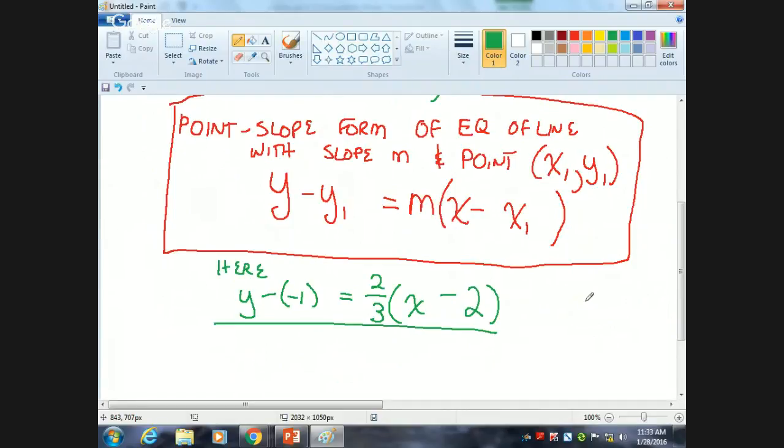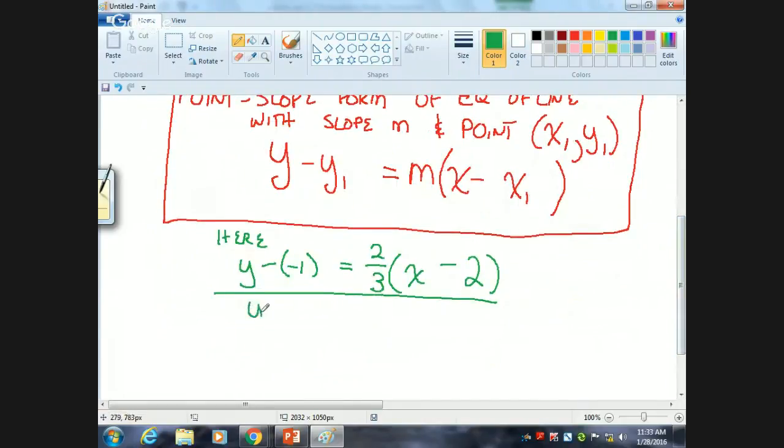Most common form is that slope-intercept form I mentioned earlier, where you have y all by itself and the other terms on the other side. So let's rewrite this a little bit. This y minus minus 1 becomes y plus 1 equals, and let's distribute through to remove the parentheses, 2/3 x. 2/3 times -2 is 2/3 times -2/1, right? Equals -4/3. Okay.